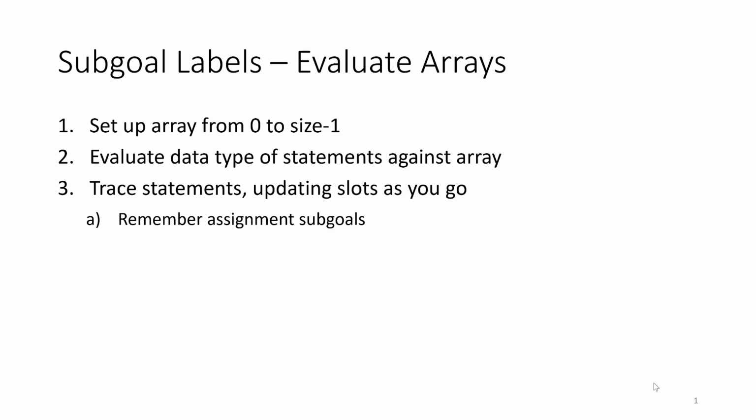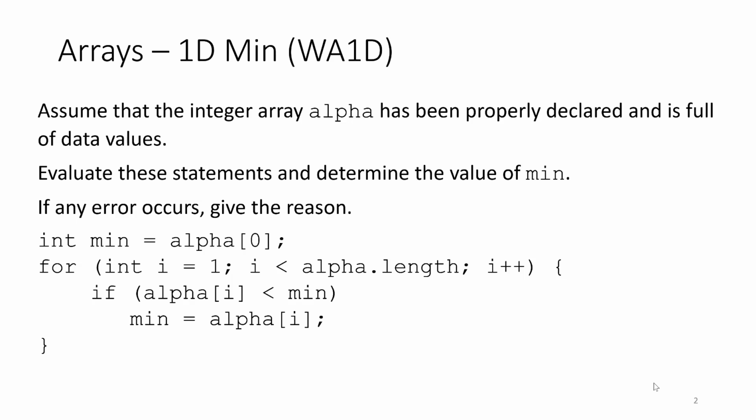This is the next worked example for arrays. In this example, we will be looking at code that finds the minimum value in an array. These are the subgoal labels to evaluate array statements. Here's the problem that we want to solve.